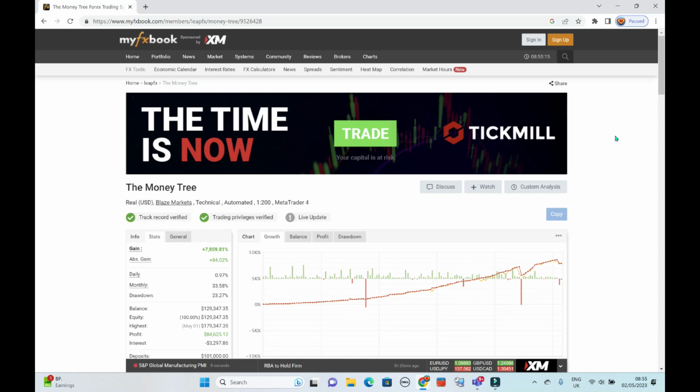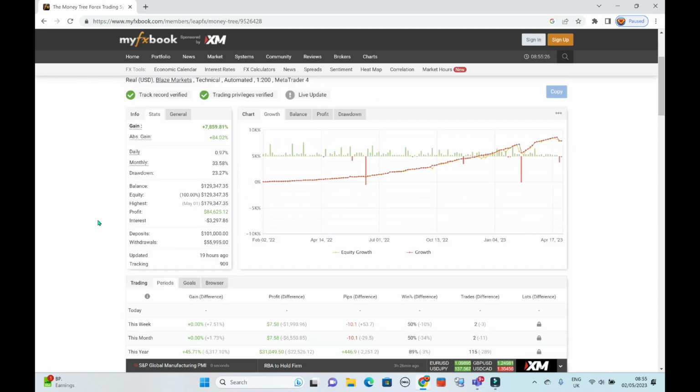Guys, it's the 2nd of May 2023. It's 8:55 a.m. in the morning, UK time, and I want to show you the author's MoneyTree Myfxbook page. It looks like it has been updated.